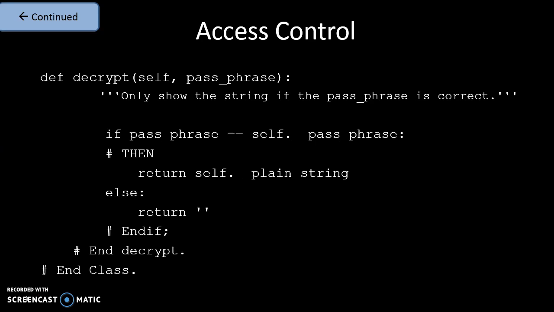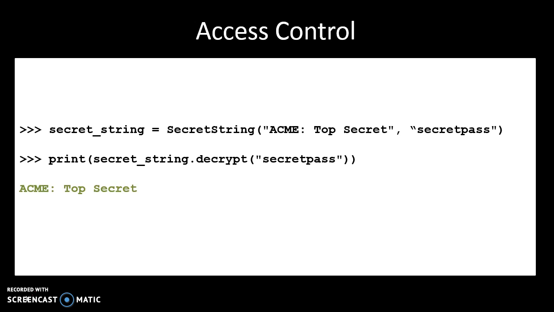Our method is called decrypt, and how decrypt works is it checks if the passphrase is equal to underscore underscore passphrase, the one that comes in. If it is, then return the message plain string, otherwise return blank. So if I instantiate SecretString with a message acme top secret and with the password secret pass, and then I try and print out secret string.decrypt with the password secret pass, it'll print out the message acme top secret.